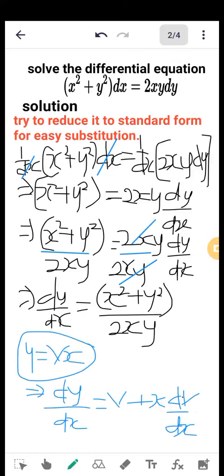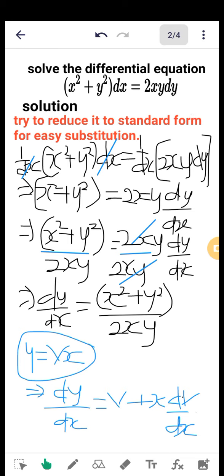Okay, today this is the problem of the day about how we can use the separable method and also the homogeneous method to solve a differential equation. So the question says we should solve the differential equation (x squared plus y squared) dx equals 2xy dy.